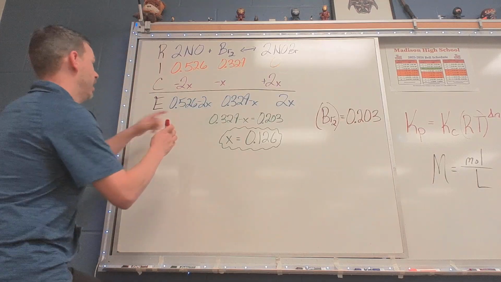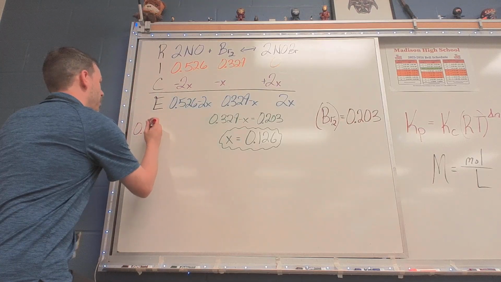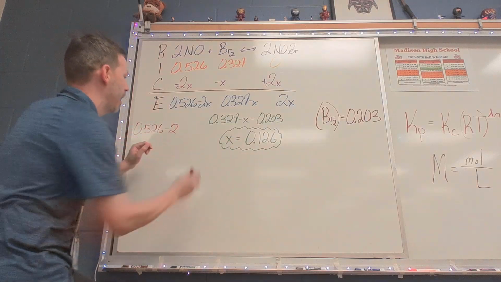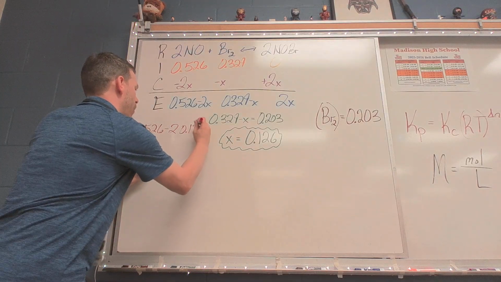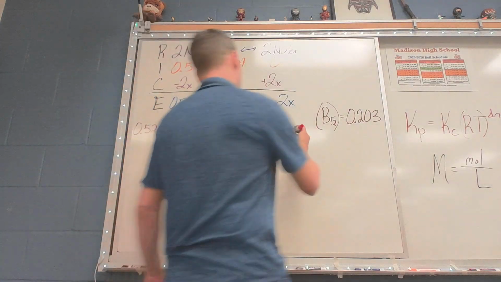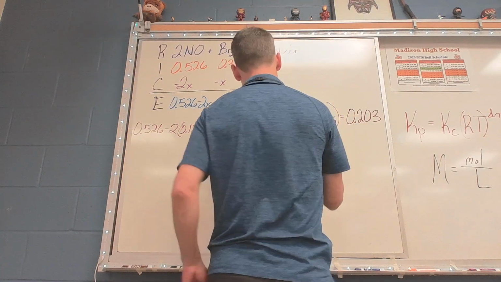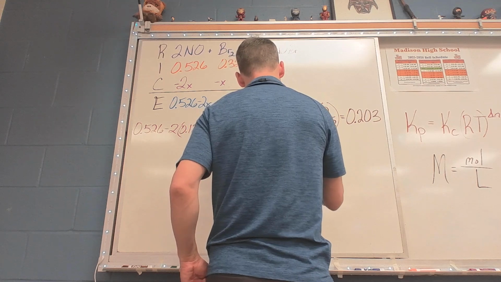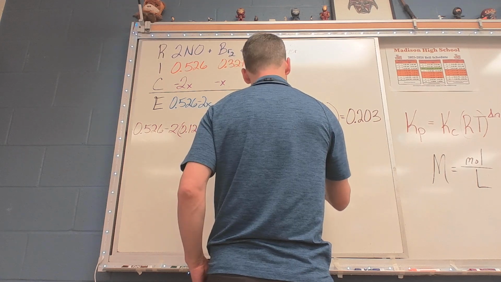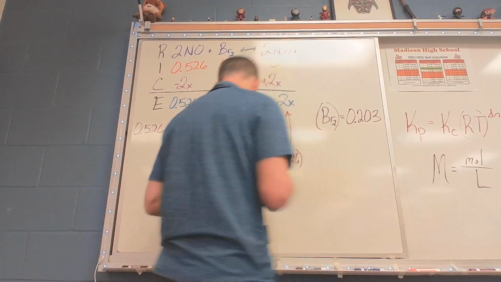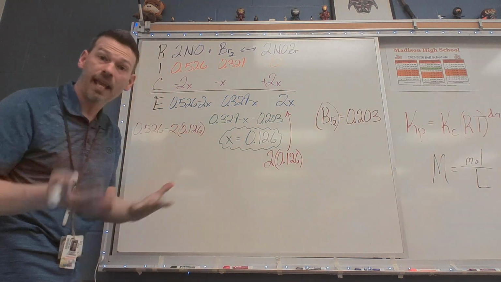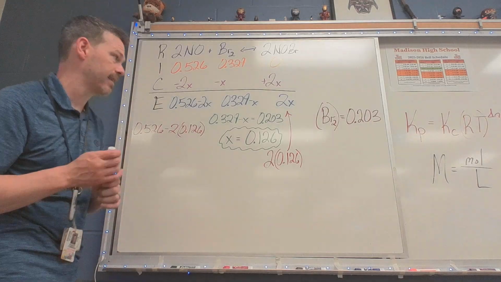So over here, it'll be 0.526 minus 2 times 0.126. Over here, it'll just be 2 times 0.126. And if you run the red, you'll get the other equilibrium data.